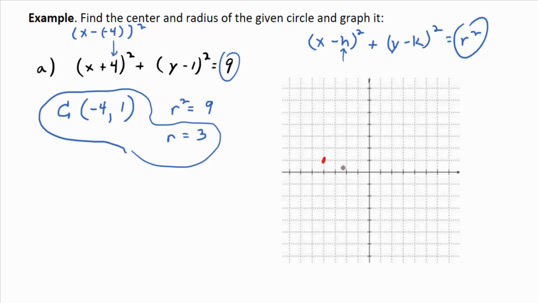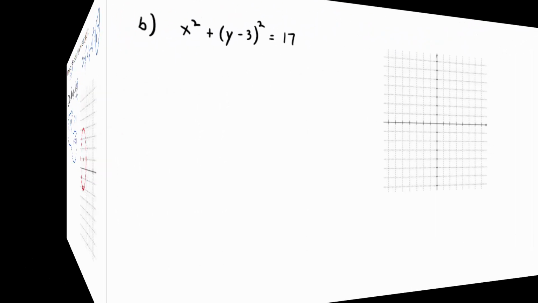So go out in all directions: right 3, left 3, up and down 3. And then you draw the best circle you can. Again, it's not going to be perfect if you're doing it by hand without a compass. That's way off, so maybe I'll make it more of a sketch. Good enough.